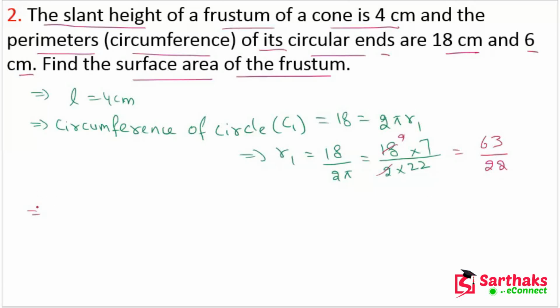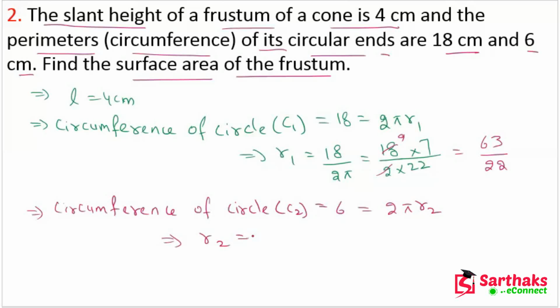Now similarly we have to find r2. The circumference of circle C2 is 6, which is equal to 2 pi r2. From this we can easily find r2 is equal to 6 upon 2 into 22 into 7. So this will become 3, and we have 21 upon 22.